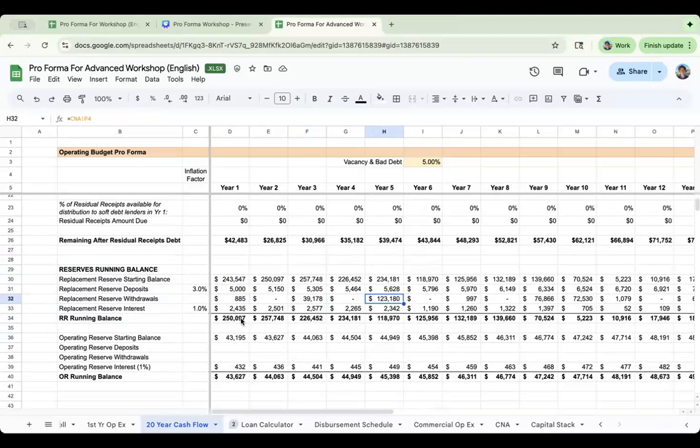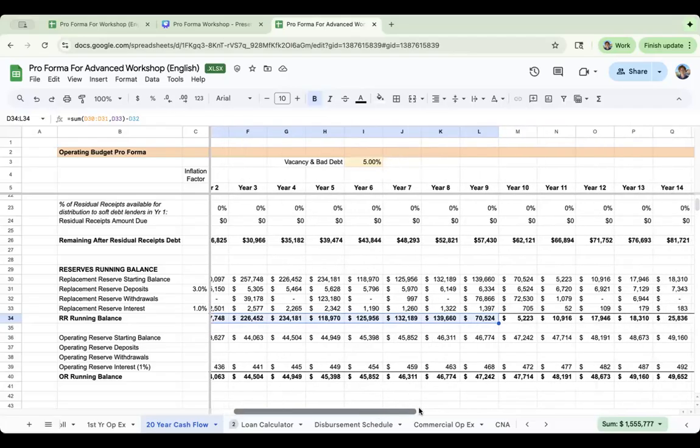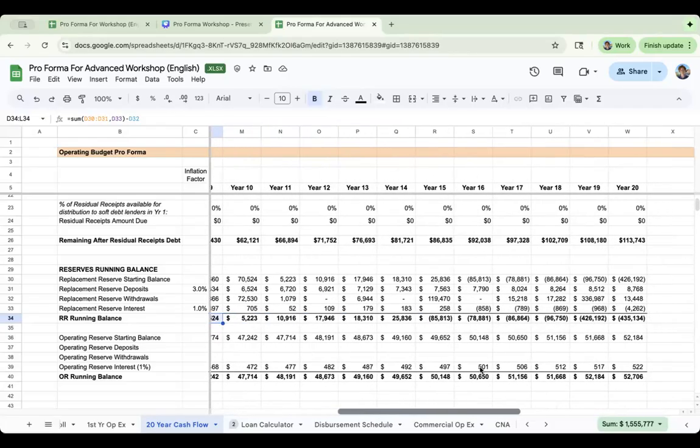And so what's really important to us here, as we're assessing all of this information we've gotten, is if our replacement reserve running balance stays positive. That's what we want to see. So let's just note that it becomes negative in year 15. So we'll circle back to that when we talk about decision making with the pro forma.